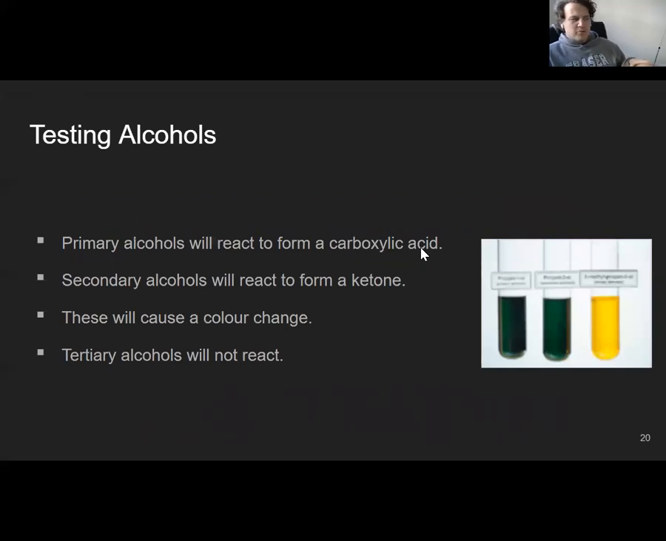Primary alcohols form a carboxylic acid. Secondary alcohols will react to form a ketone. But tertiary alcohols will not react, so they will stay this yellow color. So propan-1-ol and propan-2-ol will both change color because you're changing the functional group, whereas the tertiary alcohol will not react.